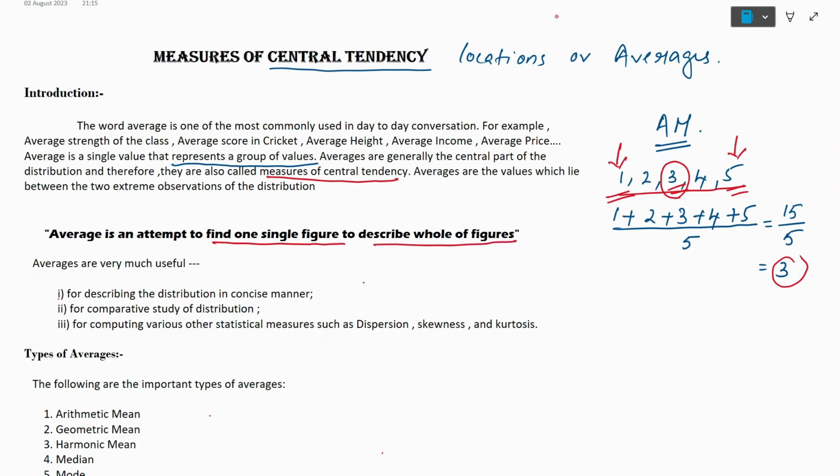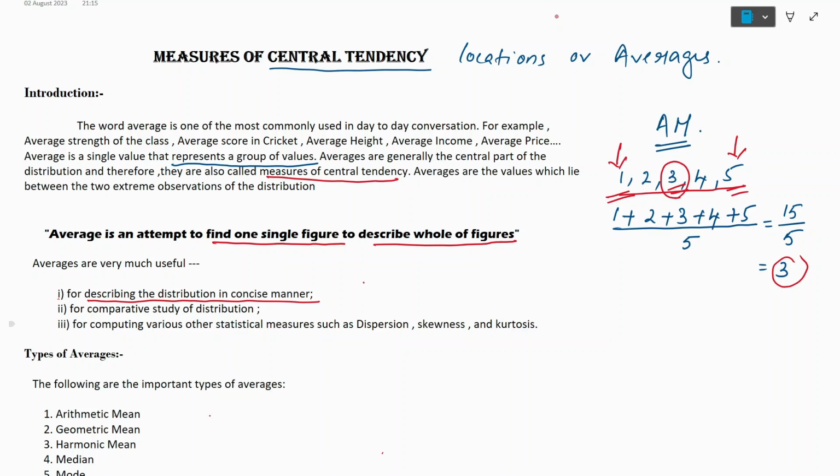Now we'll discuss the objectives of averages. How are averages useful? It is useful for describing the distribution in a concise manner. That means to get a single value for the entire group. The single value describes the characteristics of the entire group. From that single value, one can get an idea about the entire data or that distribution.